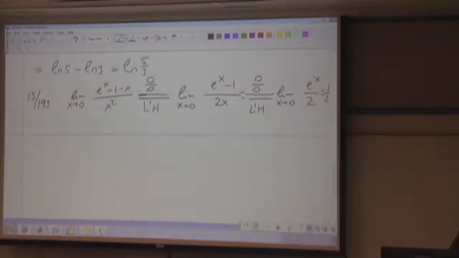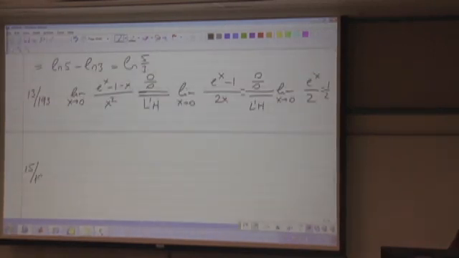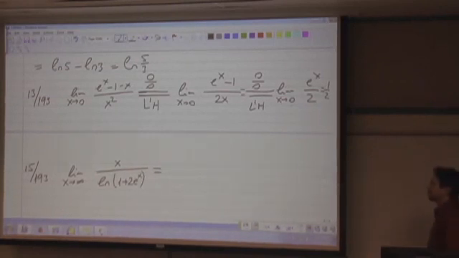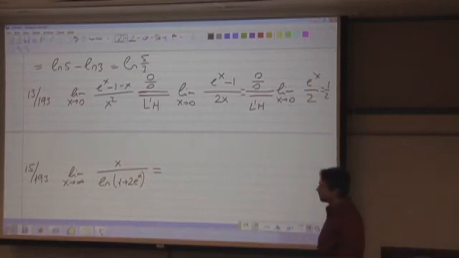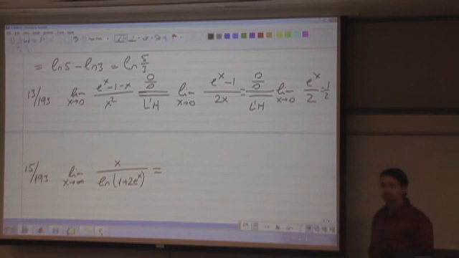Okay. How about 15? The limit as x goes to infinity of x divided by the natural logarithm of 1 plus 2 times e to the x. And again, the answer might surprise you. The limit is 1.